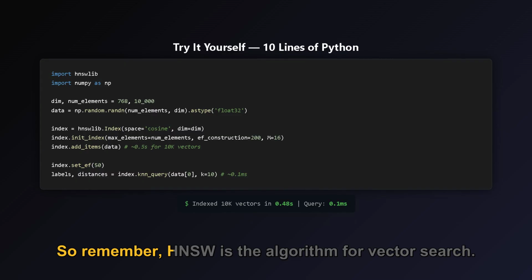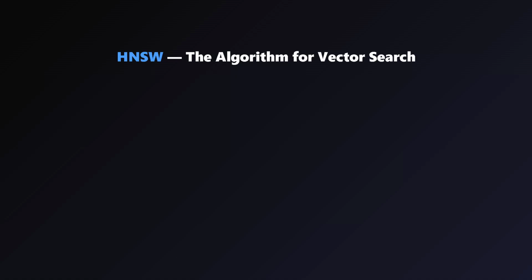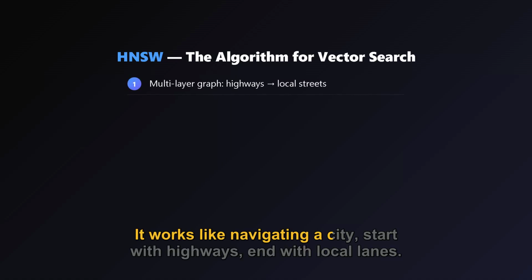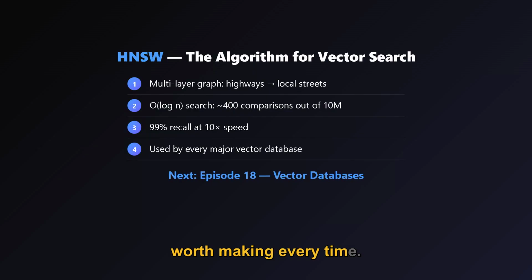So remember, HNSW is the algorithm for vector search. It works like navigating a city. Start with highways, end with local lanes. It's approximate, but 99% recall at 10x speed is a trade-off worth making every time.